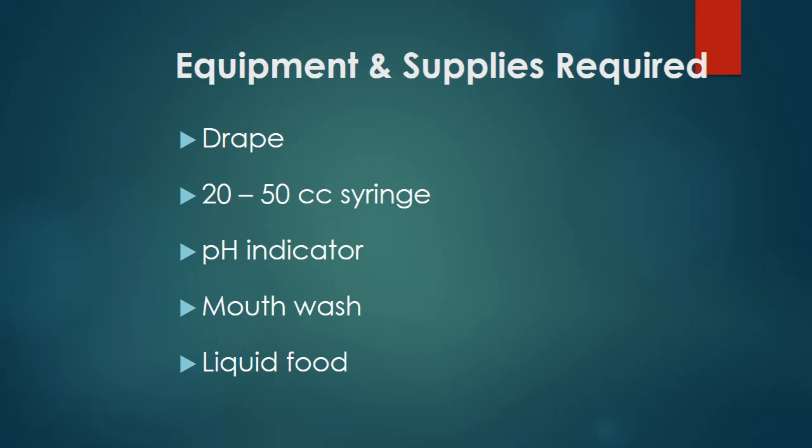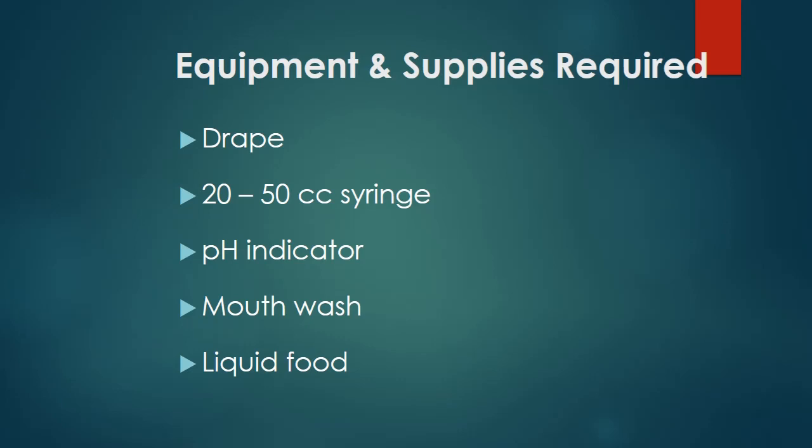We need about a 20 to 50 cc syringe, or basically let's say we need a large bore syringe, a syringe that will be able to generate enough pressure for the food to flow. Then we need a pH indicator. We use the pH indicator to confirm the placement of the tube in the stomach.